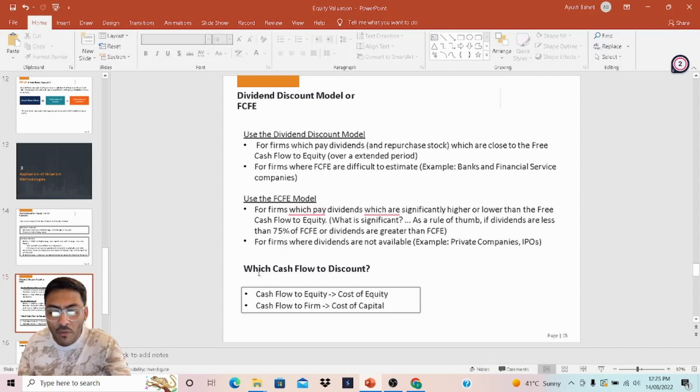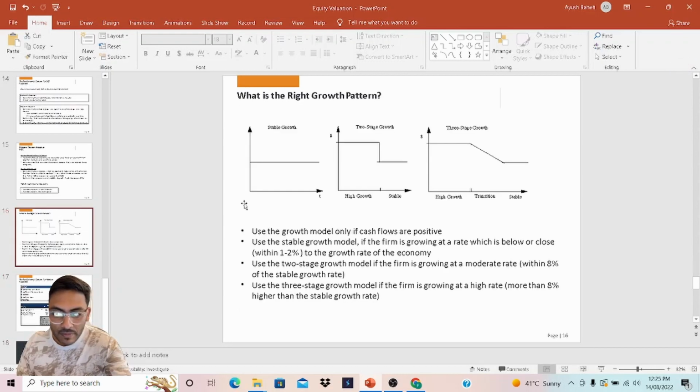Now, which cash flow to discount? I think we discussed that for cash flow to equity, we use cost of equity, and for cash flow to firm, we use cost of capital. What is the right growth pattern? I think we discussed this: one stage, two stage, and stable stage models.